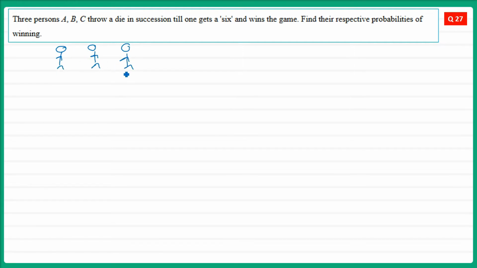So three persons throw a die in succession till one gets a 6 and wins the game. There is a die. Three people throw in succession. So 1 to 6 can come for the first one, followed by 1 to 6 for the second one, and 1 to 6 can appear for the third one. Whoever gets 6. So how many possibilities are there? 6 is only 1 in 1 to 6. So 1 by 6 is the probability of getting a 6.